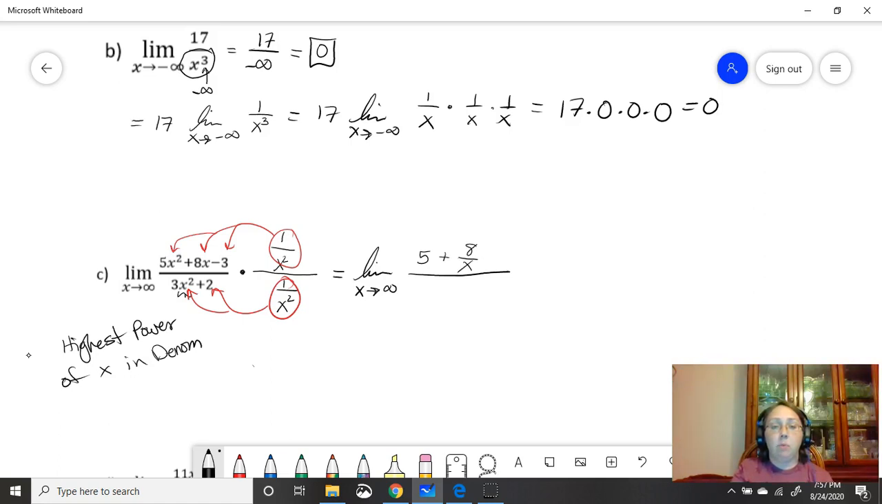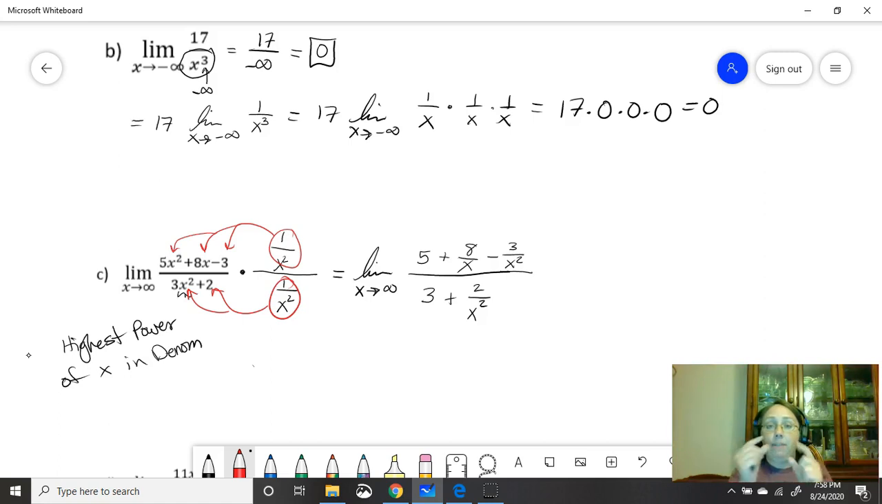Minus 3 times 1 over x squared would be minus 3 over x squared. On the bottom, 3x squared divided by x squared would be 3, plus 2 divided by x squared. Okay, so now if you look at this problem, we can use our limit laws and we can do the top and the bottom separately, the numerator and the denominator of the big fraction. And then inside the numerator, we can do each term separately. The denominator, same thing, you do each term separately.